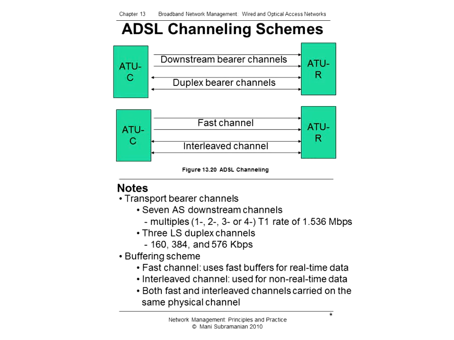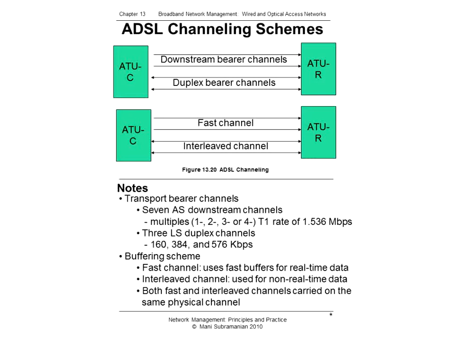Here we have ADSL channeling schemes. There are basically 2 perspectives in discussing the transport channels in an ADSL access network. The first perspective is that we have traditional transport bearer channels as they are defined in ISDN, that is Integrated Services Digital Network. So for ADSL transport frames, there are basically 7 AS bearer channels which are defined for the downstream signal operating in a simplex mode.